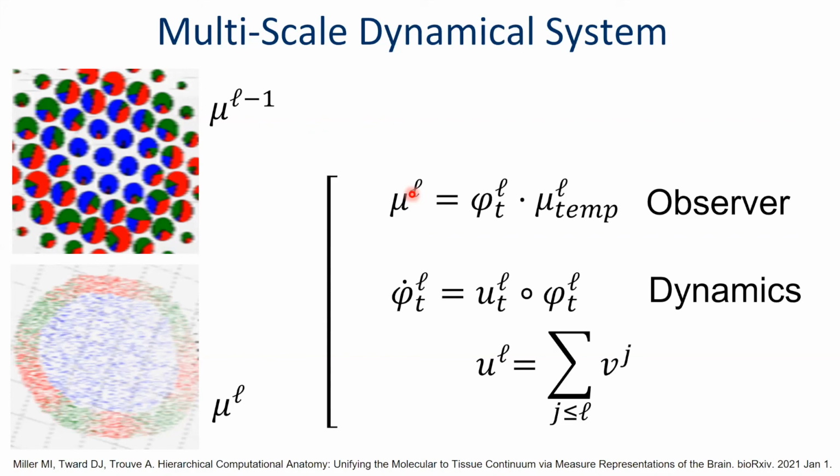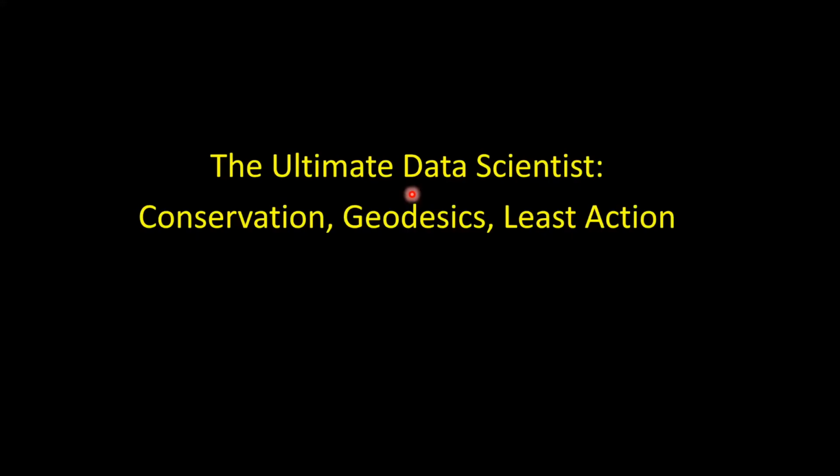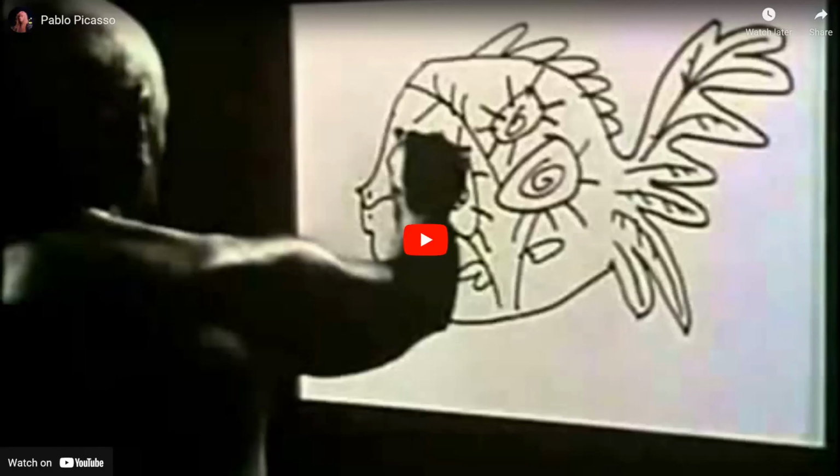I want to finish on a high note with something beautiful, and I want to show you a video of the ultimate data scientist. And it's Picasso, of course, and it's going to go on for 1 minute and 30 seconds. You have to stay with the video because he's going to do a phase transition at the end, and I think it's important for us to realize how complex these spaces are. But this is an illustration of conservation, geodesics, and least action. So let's see if I can get this to run. Ah, good.